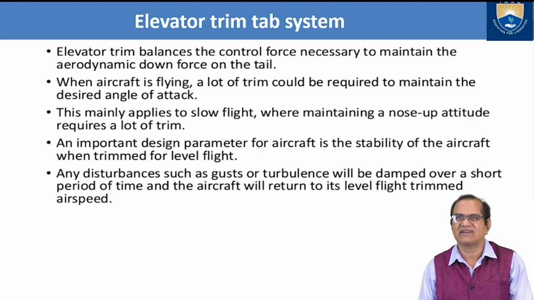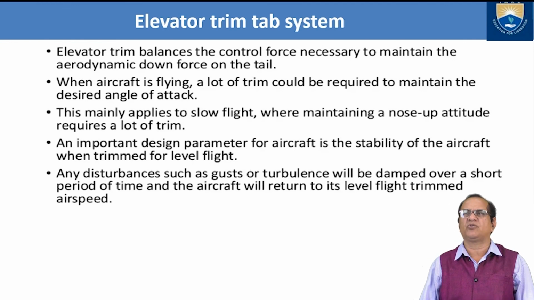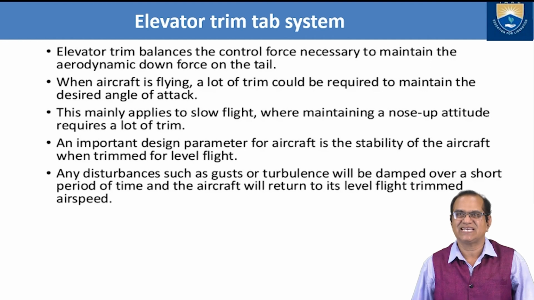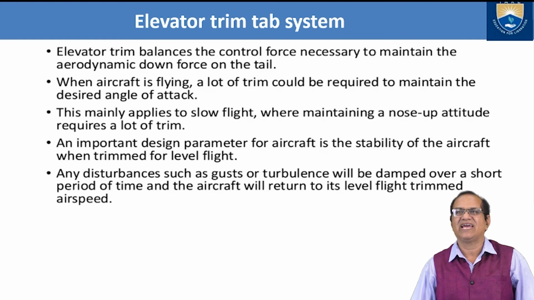Elevator trim balances the control force necessary to maintain the aerodynamic downforce on the tail. When the aircraft is flying, a lot of trim could be required to maintain the desired angle of attack. This mainly applies to slow flight, where maintaining a nose up attitude requires a lot of trim. An important design parameter for aircraft is the stability of the aircraft when trimmed for level flight. Any disturbances such as gust or turbulence will be damped over a short period of time, and the aircraft will return to its level flight trimmed airspeed.